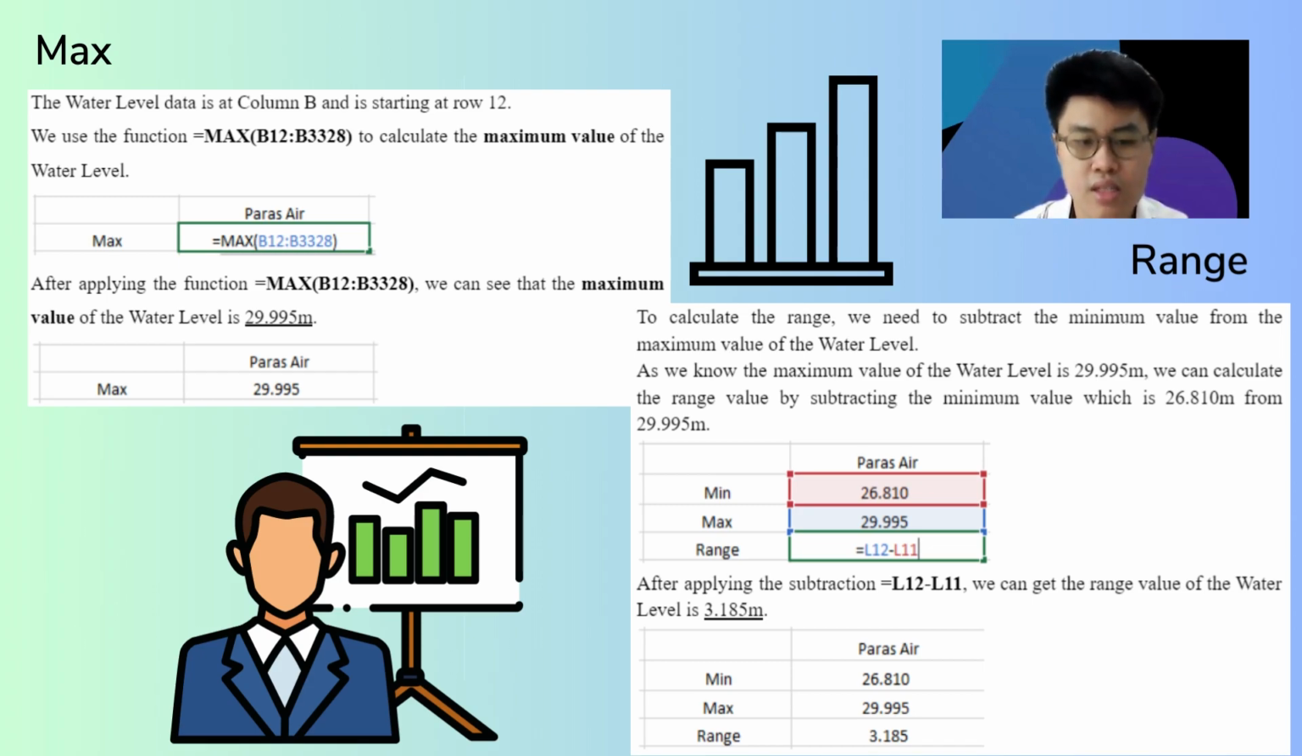After we get the value for min and max, we can calculate the range. To calculate the range, we need to subtract the minimum value from the maximum value of the water level. As we know, the maximum value of the water level is 29.995 meter. We can calculate the range value by subtracting the minimum value, which is 26.810 from 29.995 meter. After applying the subtraction, L12 minus L11, we can get the range value of the water level is 3.185 meter.